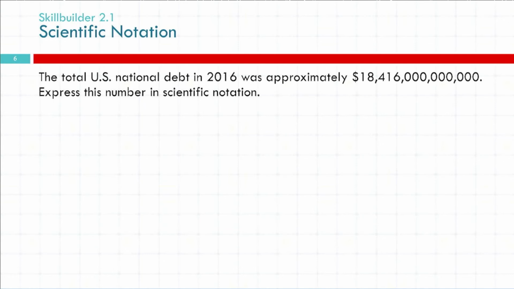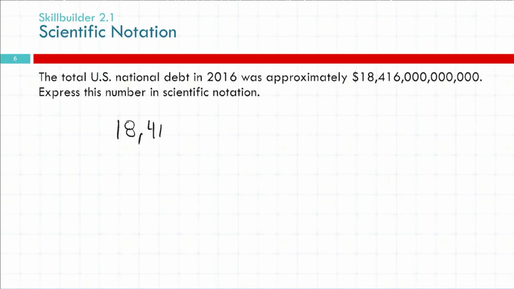Oh, man. It's fun to look at the national debt. Back in 2016, it was $18,416 billion, which is a lot of money. I don't know if you knew that. So 18 trillion, if we convert this over to scientific notation, I'm actually going to rewrite it here.